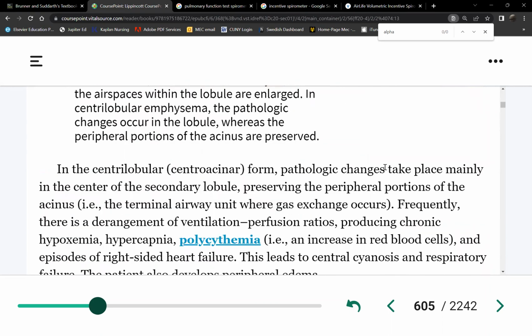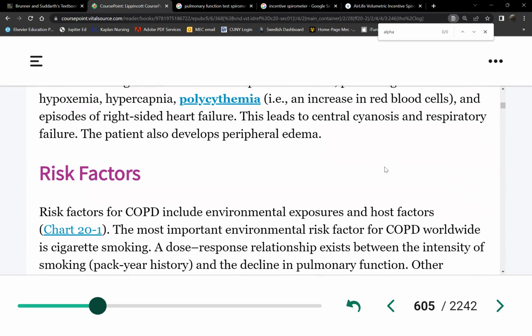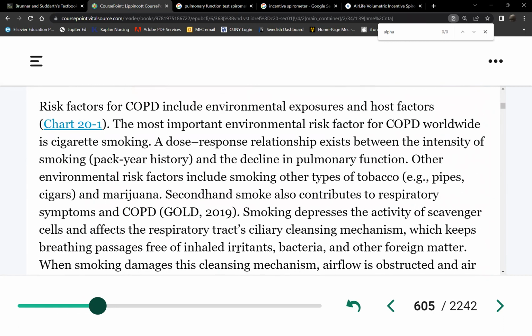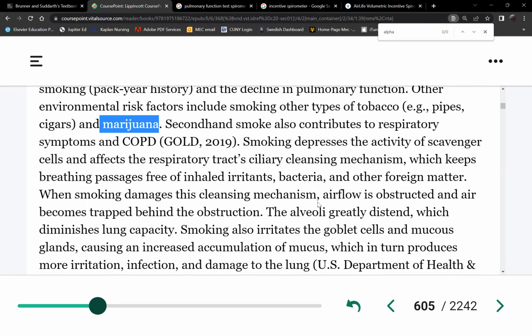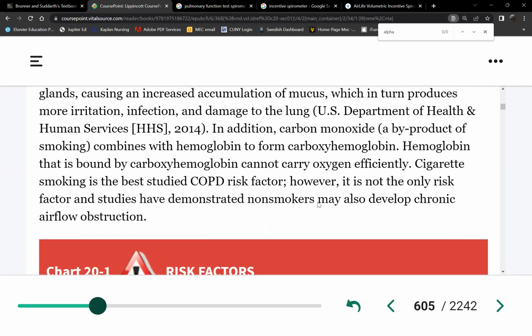Any question on pathophysiology? Let's go to risk factors. As I already mentioned repeatedly, what's the number 1 risk factor? Smoking. Okay, doesn't matter what you smoke. Pot, cigarette, tobacco, vape. No, sorry, I shouldn't say vape because we don't have evidence yet. But cigarettes, definitely, tobacco, or anything else like pipes, cigars, marijuana. They've all been proven to cause COPD.